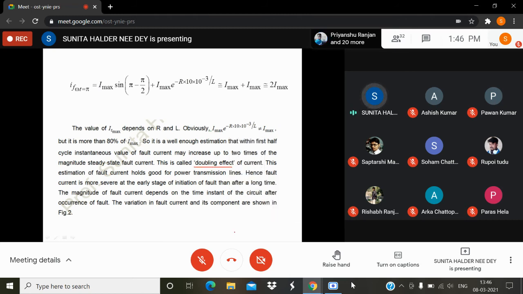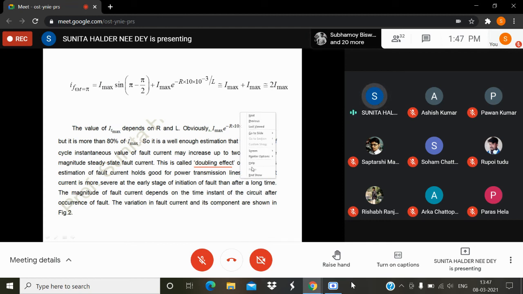In some analysis, the design engineers, as a thumb rule, consider that this current will be 1.8 times of the steady state fault current. That is an approximated value they assume, and generally it holds good. If we do any design estimating that 1.8 times will be the fault current, the maximum transient current will be 1.8 times of the fault current. That gives a good design.